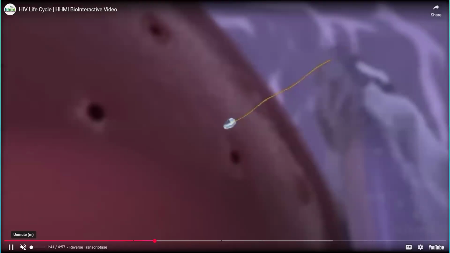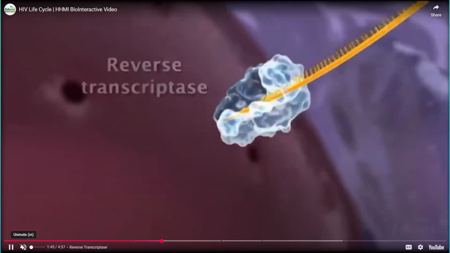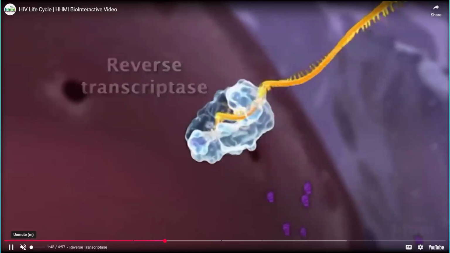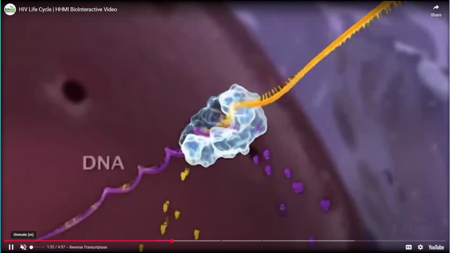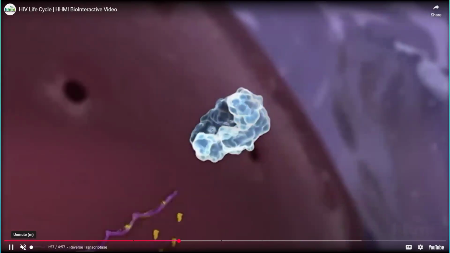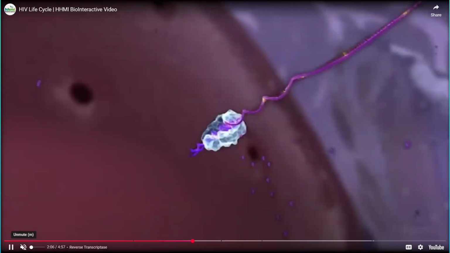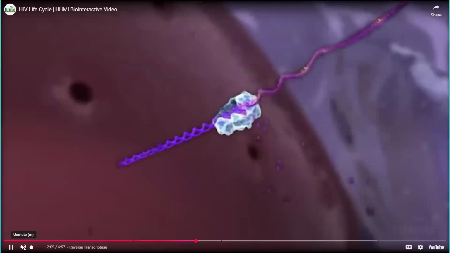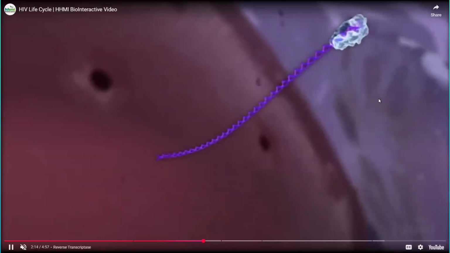Now, this little structure is moving towards the nucleus of our cell, and it's got a special enzyme on it called reverse transcriptase. And what that does is it converts the RNA into DNA. So that's one strand of the double helix. Then it will go through another time, do another little twirl through this protein, this enzyme. And just like that, the viral RNA has been converted into DNA.